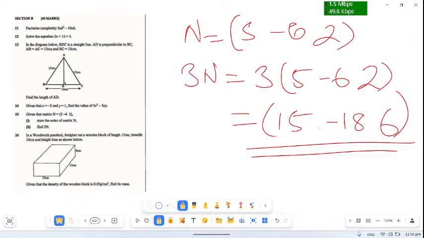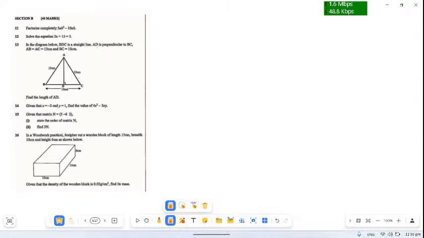Okay, so if I'm too fast, you tell me, but I'm trying to remind you what you are supposed to do. So we come to question 16, which is in a woodwork practical. Jennifer cut a wood block of length 15 centimeter, breadth 10 centimeter, and height of 6 centimeter as shown below. Okay, so I hope you can see the dimensions.